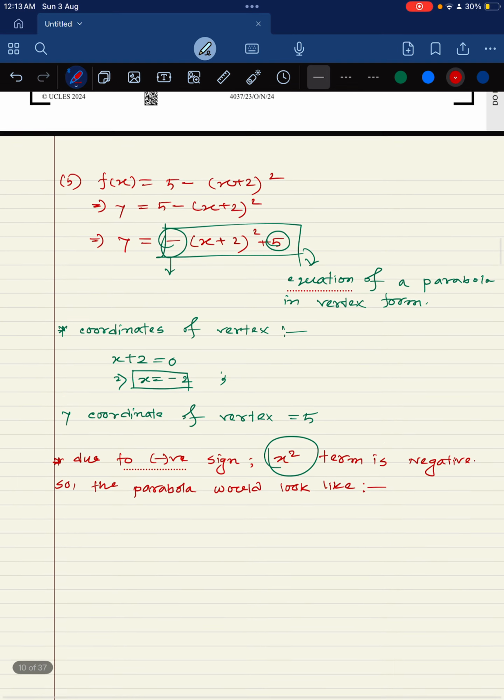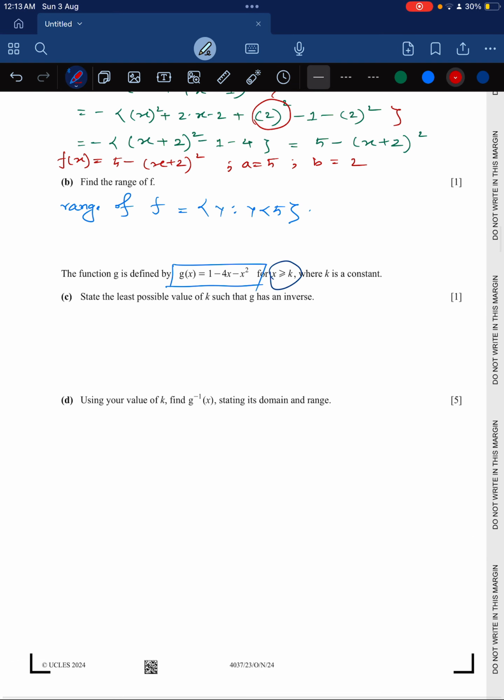So the answer is that the value of k is negative 2. Sorry, it should be negative 2, not 2.